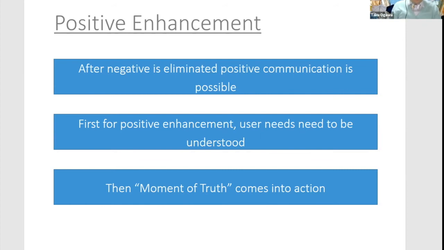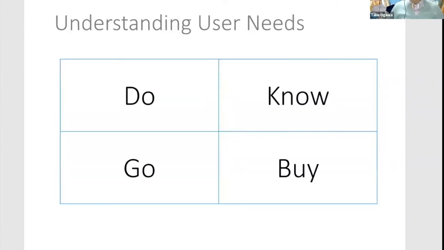What kind of information is positive for users? And finally, which I'll explain later, the moment of truth is very important as well. Sending the right message to the right people at the right time, which I'll explain later. So what kind of needs do users have? Let's check this. Users' needs are usually divided into 4 areas: do, know, go, and buy. Do means they want to take a certain action. Know means they want to understand something. Go is they want to go somewhere. And buy is something they want to purchase, a product.